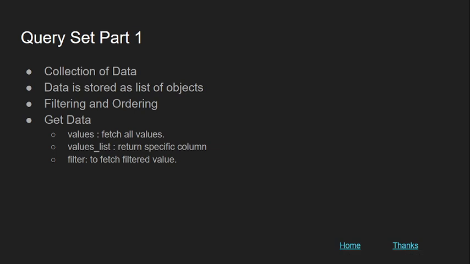Just to rephrase, what we have done is we have done the query set. We have shown that a query set is a collection of data. The data is stored in a list of objects. We have tried filtering, although we have not tried ordering. Ordering will be tomorrow. We have seen the difference between values, values list, and filter. With that, we have come to the end of this module.